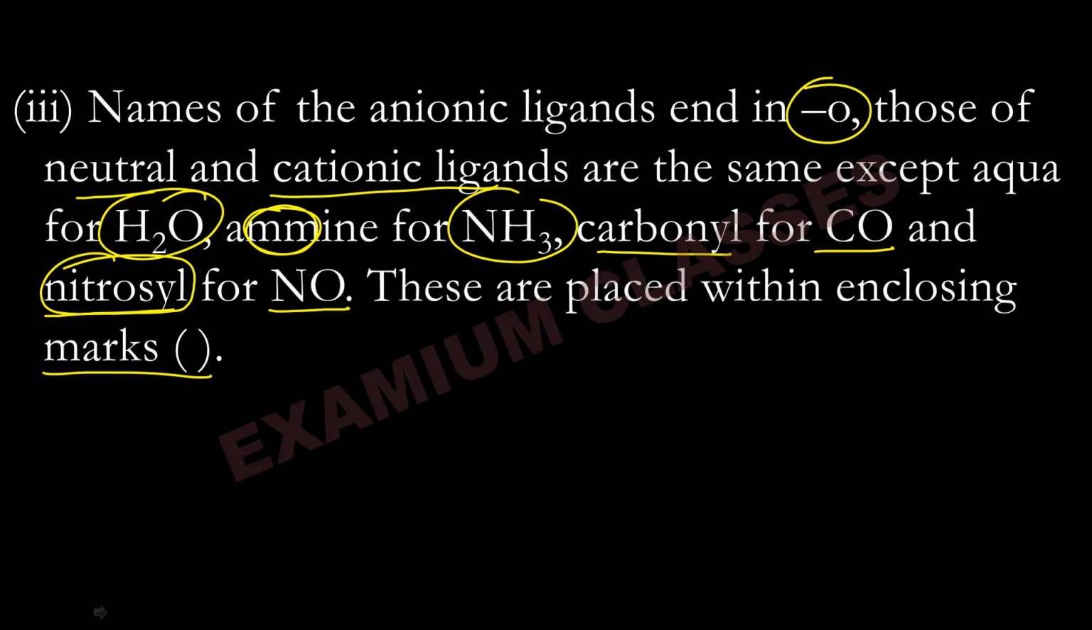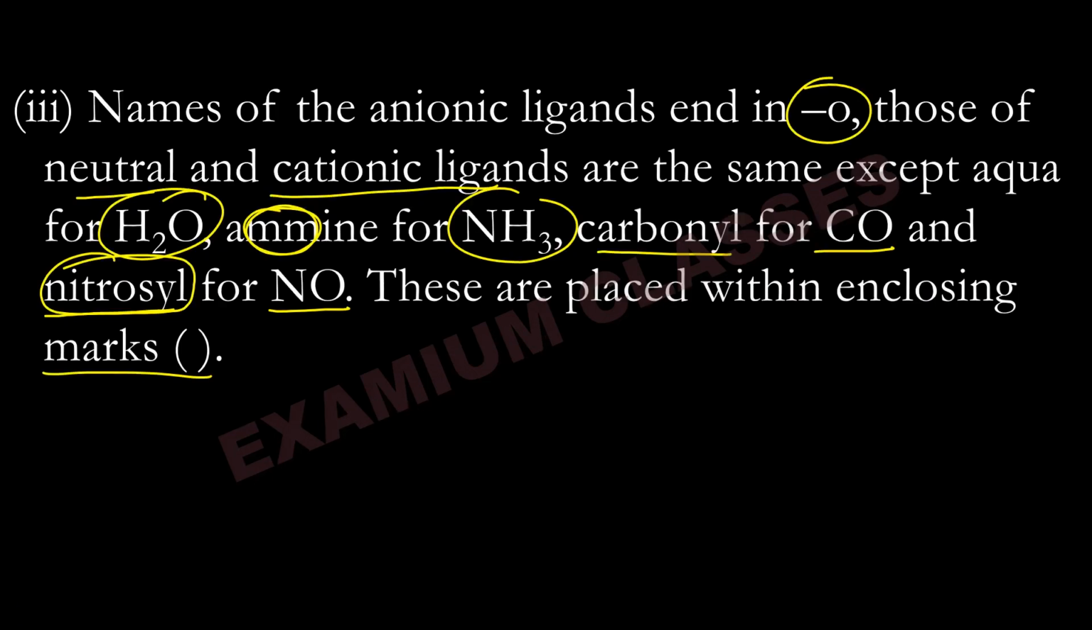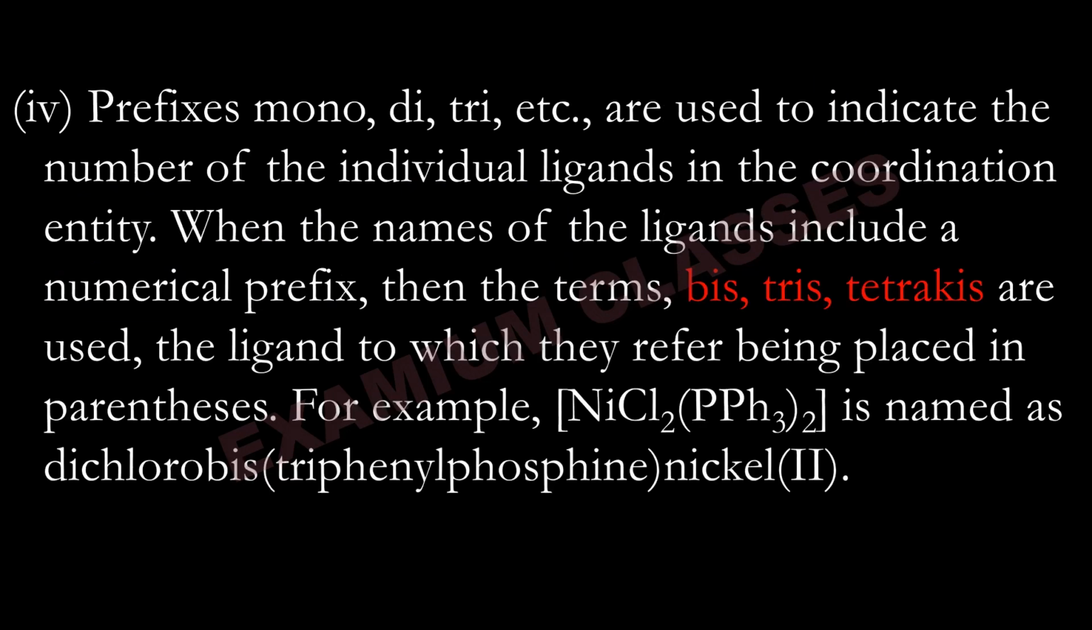For now, you need to remember, if the ligand is anionic, it will end with O. H2O, aqua. NH3, ammine. CO, carbonyl. NO, nitrosyl. So remember, most of the students get confused when they write NO2 and NO. NO is nitrosyl. So whenever you say nitrosyl, it is NO. Prefix mono, di, and tri, etc. if you have more than one ligand.